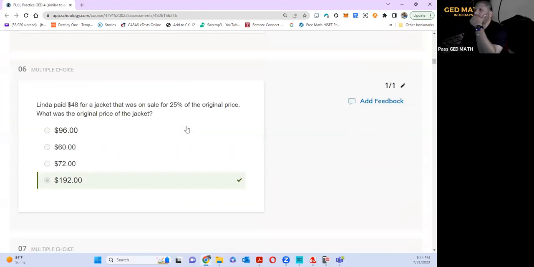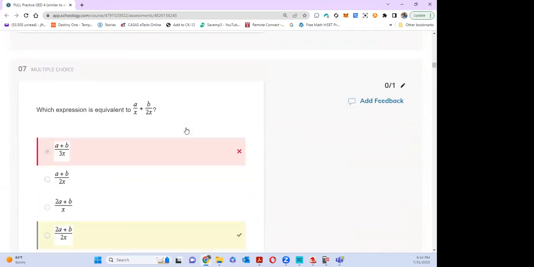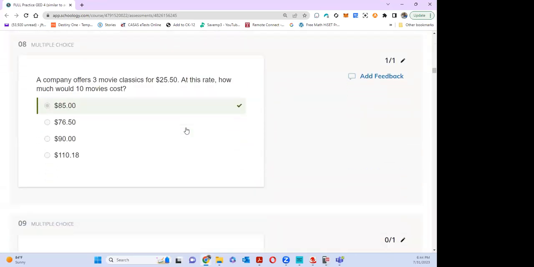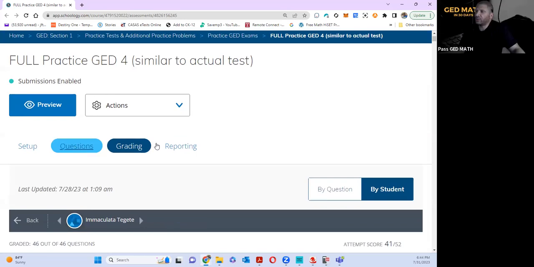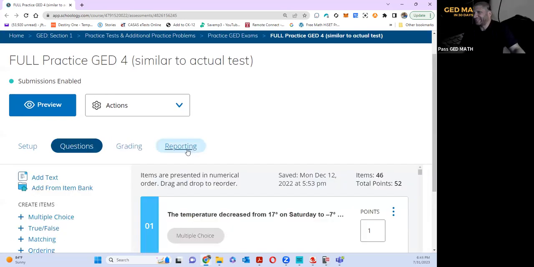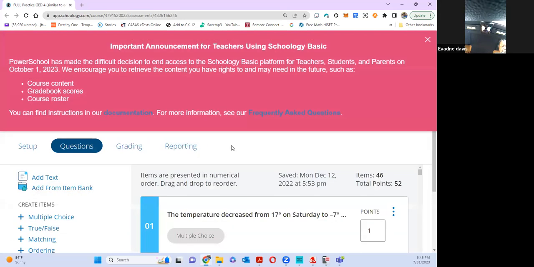Nice, good word problem. Oh. So you can't see the answers. Let me give you a question. Let me see if I can see. Let me hit preview first.